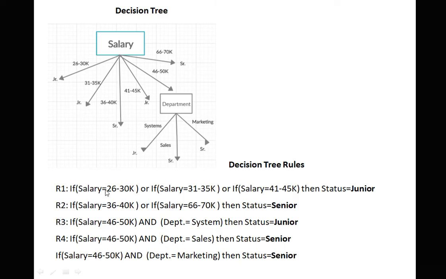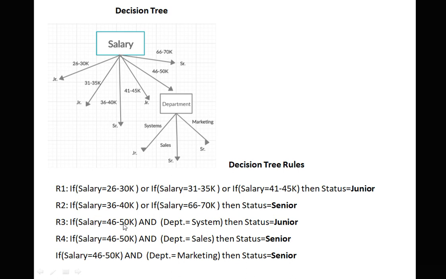So what is the decision rule? If salary is between 26 to 30K, and we can write the OR also, because there are a lot of ways the junior category arises. If salary is between 31 to 35K, or if the salary is between 41 to 40K, the status is always junior. If salary is between 36 to 40K or 66 to 70K, then status is junior.